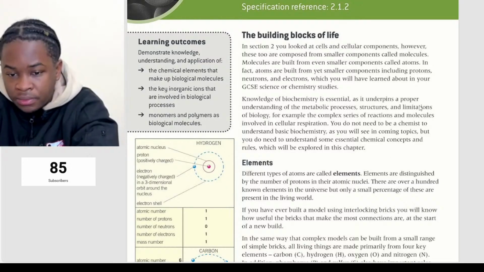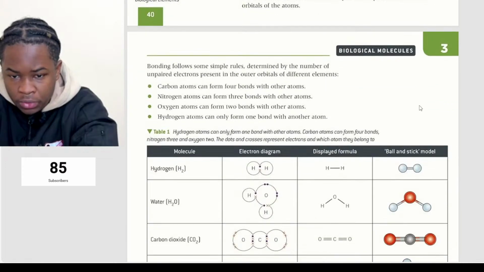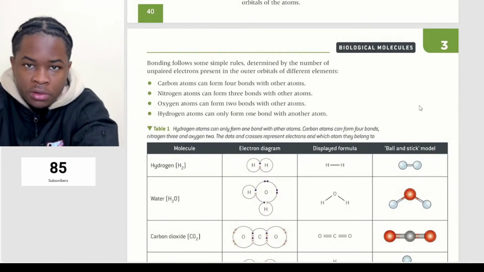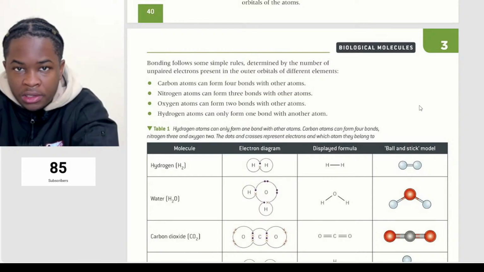Alright. So I want to go straight into the biomolecules. We're going to skip all the bonding parts. We're going to go directly and learn about the biomolecules themselves.